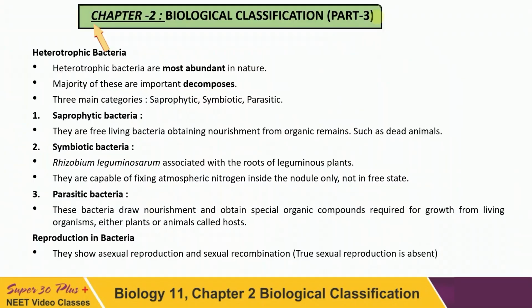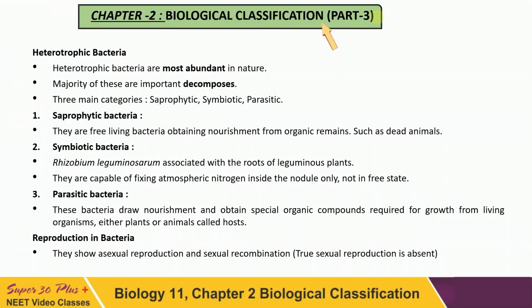You know, children, already we have discussed autotrophic nutrition in bacteria in part 2 of this chapter, and in part 1 we have discussed classification systems. This chapter, as usual, will be completed in 7 parts. After completion of all 7 parts, we have to discuss questions of NCERT exemplars, and then we have to see previous year examination questions. Chapter 2 of Unit 1. Chapter 2 is biological classification.